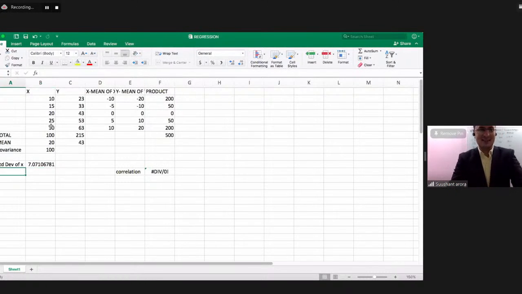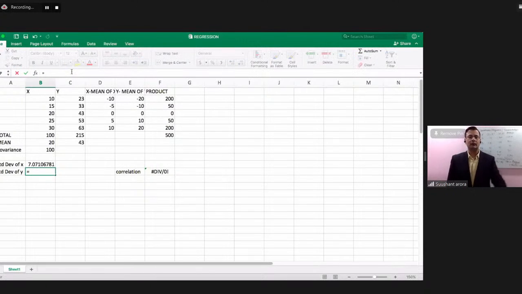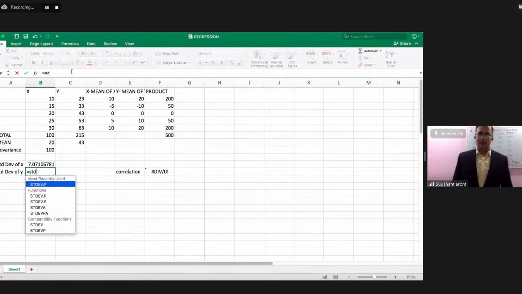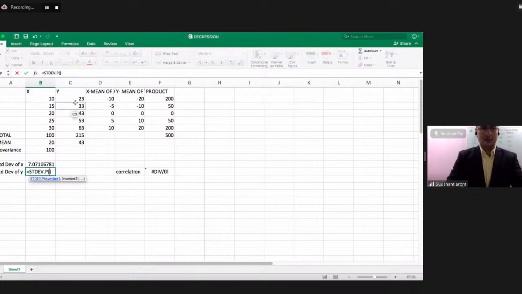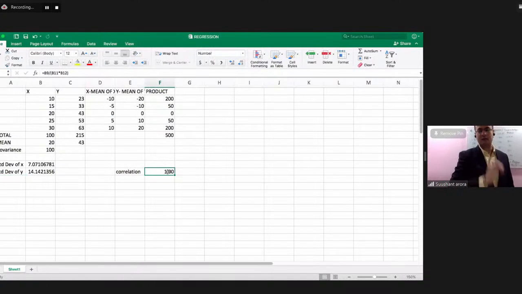See again, students. Standard deviation of y equals STDEV.P. Again, not relevant for the exam, just relevant for your understanding, because I know that you must have forgotten the correlation. Standard deviation of P from 1, 2, 3, 4, 5. Enter. Correlation comes out to be 1. Why did it come 1? Look at the formula.